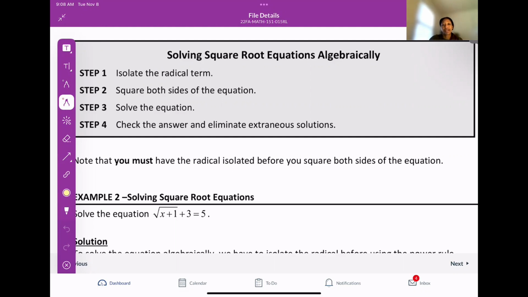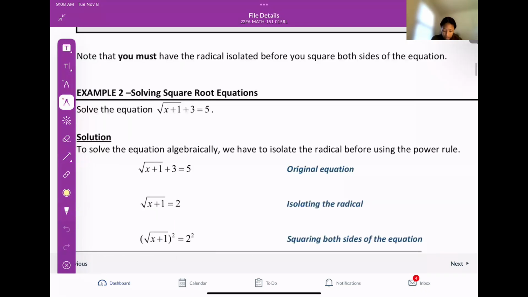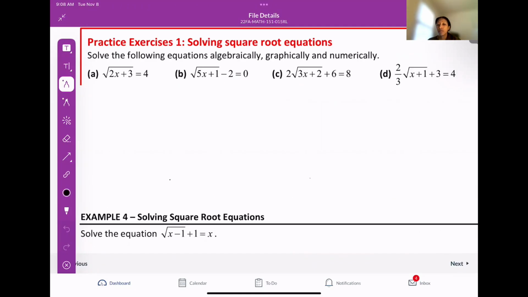So let's jump to practice problems number 1 in this section. For problem 1, problem A, our radical is already isolated. It's on one side of the equation by itself. But if you look at B, C, and D, the radical is not isolated. So we'll have to do some stuff for B, C, and D before we square. But for part A, we can go straight to squaring both sides.